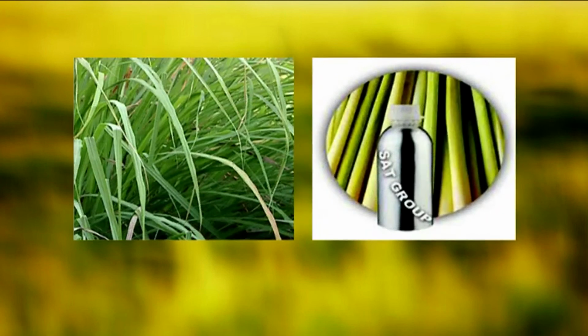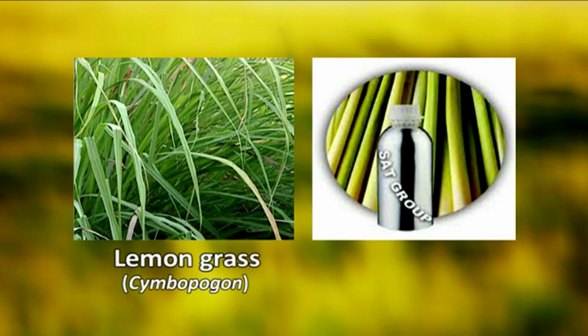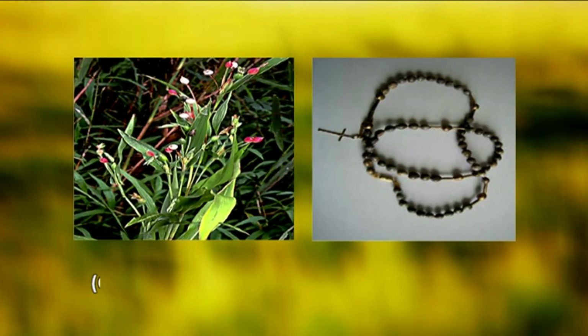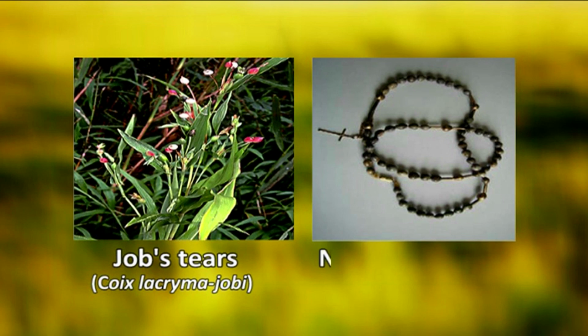A grass by the name of lemongrass, scientifically known as Cymbopogon, its leaves are distilled to yield essential oil. The mature grains of a grass, commonly known as Job's tears, scientifically known as Coix lacryma-jobi, are used in making necklace beads.